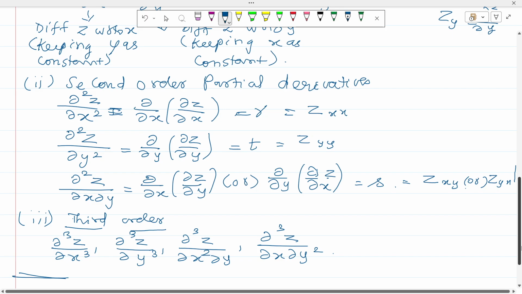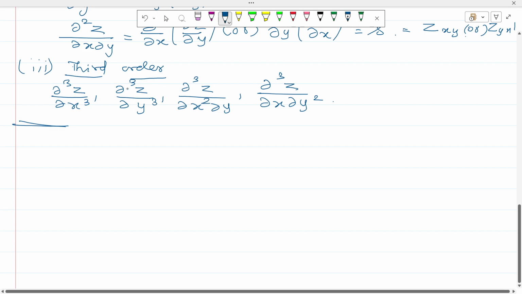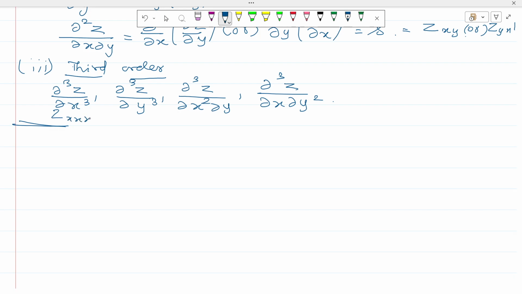Whereas in case you are writing the third order, then we can write this as z suffix xxx. This can be written as z suffix yyy. This can be written as z suffix xxy. Don't write x square y, write xxy. Otherwise, this can be written as z xyy. Okay, and so on. You can write up to nth order.